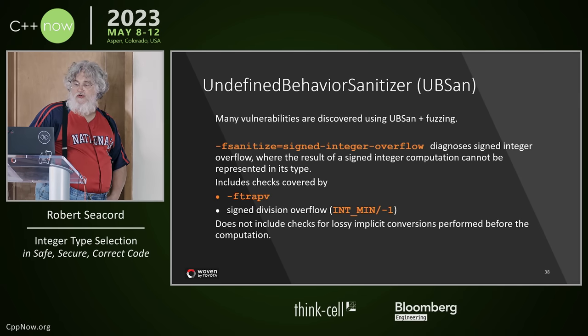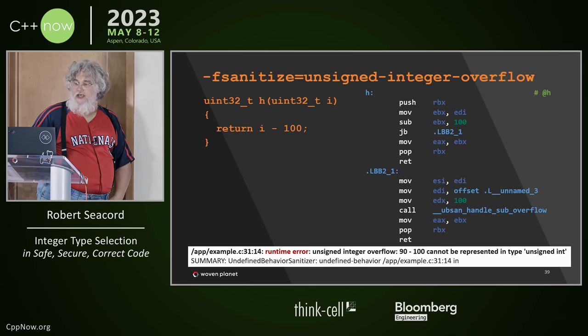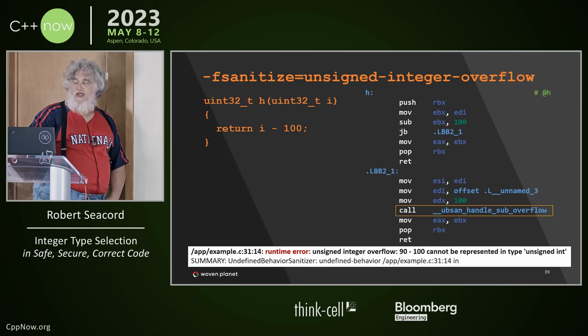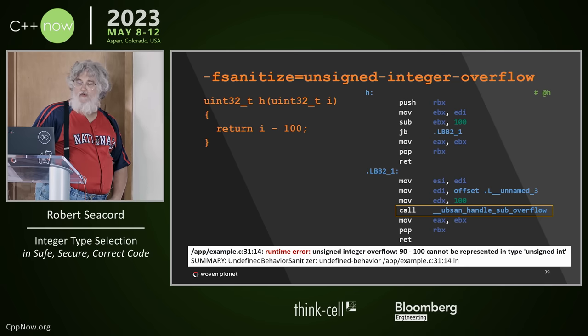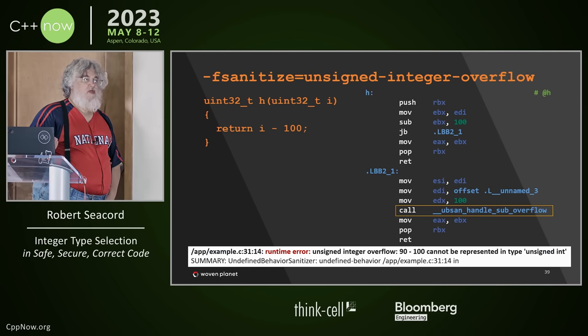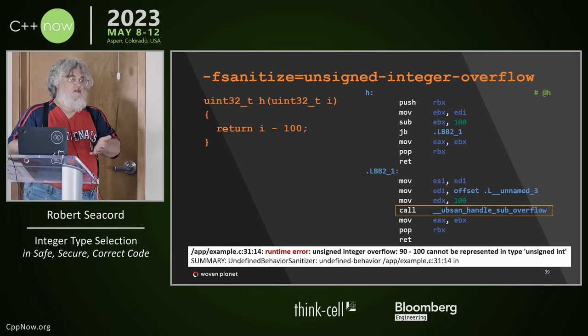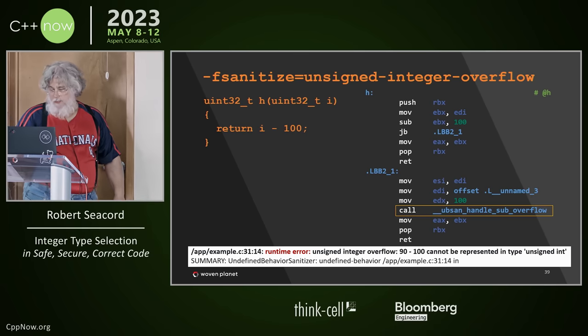There's also unsigned integer overflow. That's the name I'm not crazy about. It should be unsigned integer wraparound. But you can see here that you can set this flag, and the compiler will instrument your code with a call to the overflow handler, and you'll get the wraparound diagnosed at runtime. So clearly the claim that we can't diagnose that is a lie, right? There it is, it's being diagnosed.